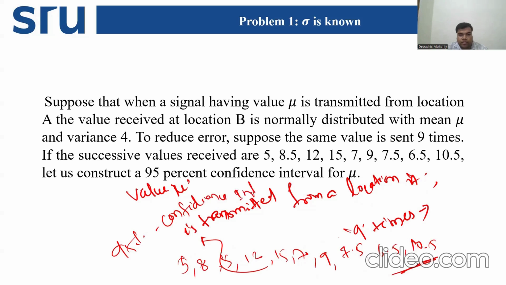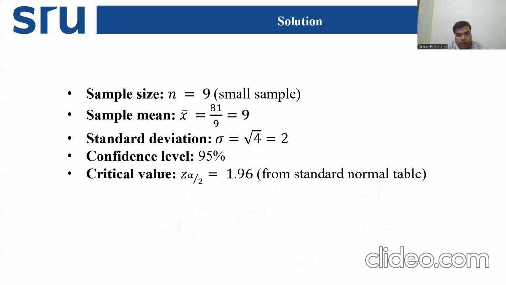Already I have told you what a 95% confidence interval is. So students, here we have to know which formula to apply. Is the sigma value known or unknown? Here the mean is given as mu and the variance is given as 4. So the sigma value is known to us, because variance is 4 means standard deviation is 2, right? Okay, students, let us gather the information.